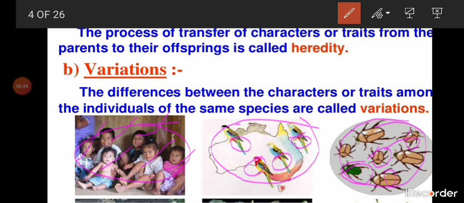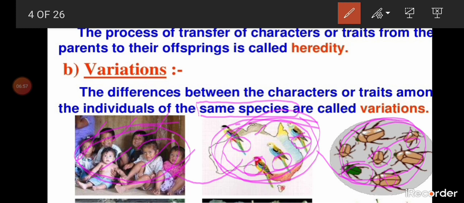Here you want to remember a very important point. The variations we want to compare should be in the same species. We should not compare variations in human beings and a parrot, or a parrot and a ladybug. So always the comparison should be within the same species.